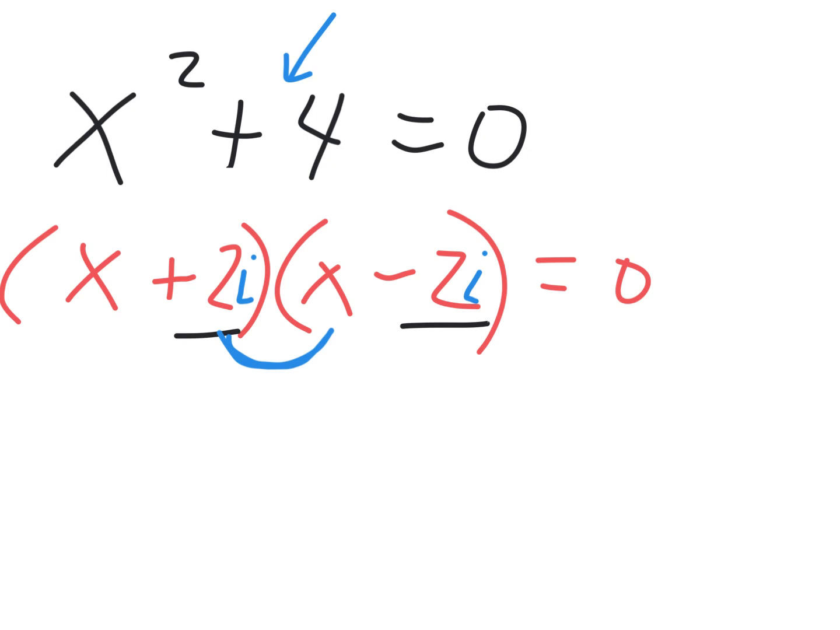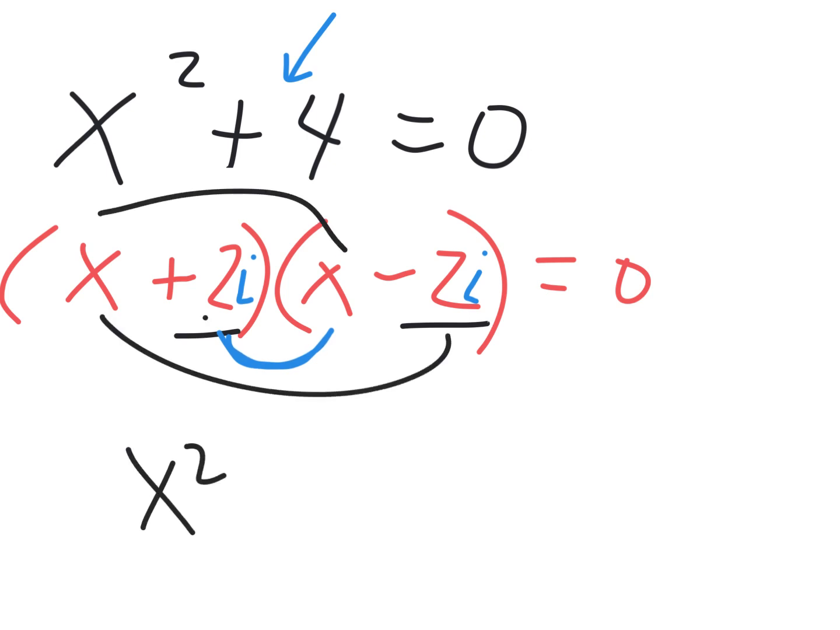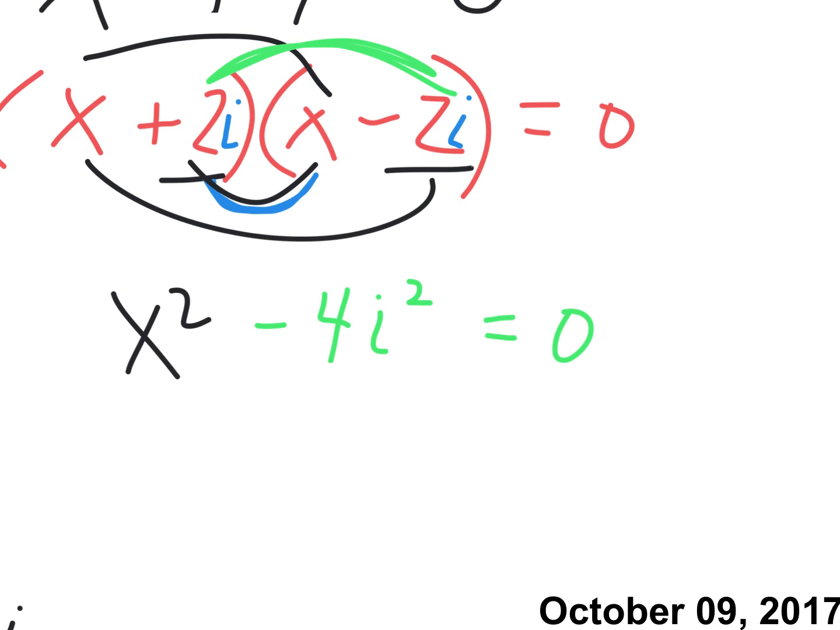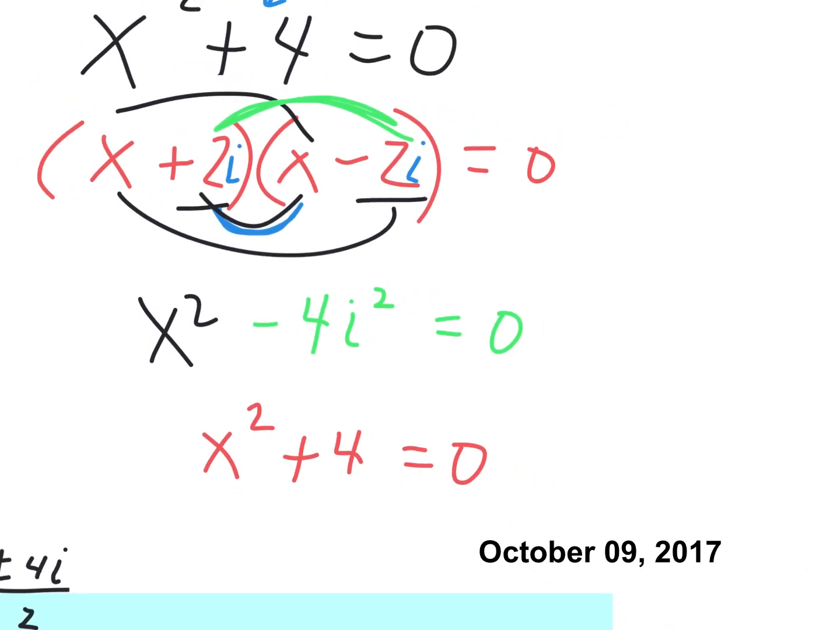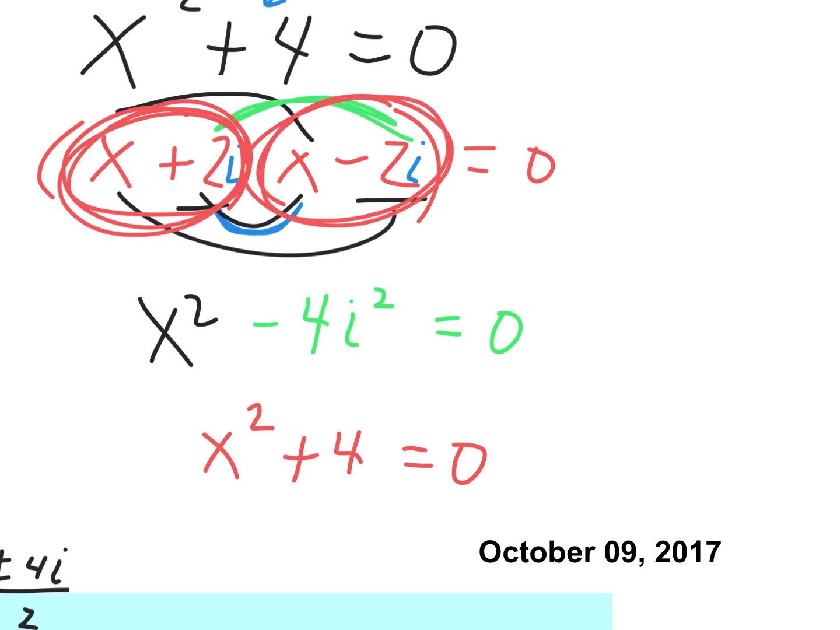Okay. So if I multiply this out now, I have x squared, and the outside and the inside still cancel, which is what I wanted. And then the lasts become negative 4i squared. Isn't it true that that's going to then simplify to plus 4? So moral of the story, I could have got my answers from factoring it. 2i and negative 2i. See? I said this is going to go over some people's heads. If I show you one more time, I think more kids will get it.